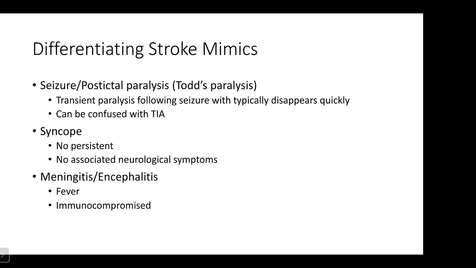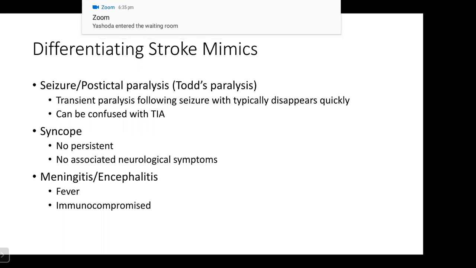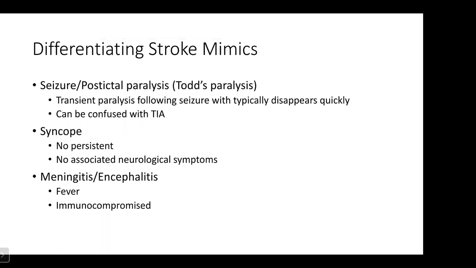In syncope, what happens? It is not persistent and not associated with any neurological signs and symptoms. Syncope is the transient loss of consciousness, and it is not persistent, and no neurological symptoms are seen in case of syncope. Meningitis and encephalitis are some other problems which also mimic stroke.